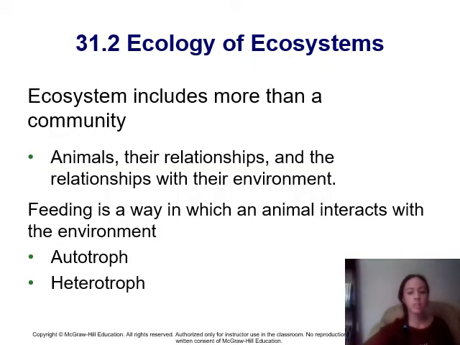The community of plants and animals interacting with the surrounding physical environment makes up the ecosystem of that area. Feeding habits are one way that animals can interact within their environment. An autotroph is an organism that is able to make its own food through a process like photosynthesis, and a heterotroph gets its food from other sources, like us eating food.